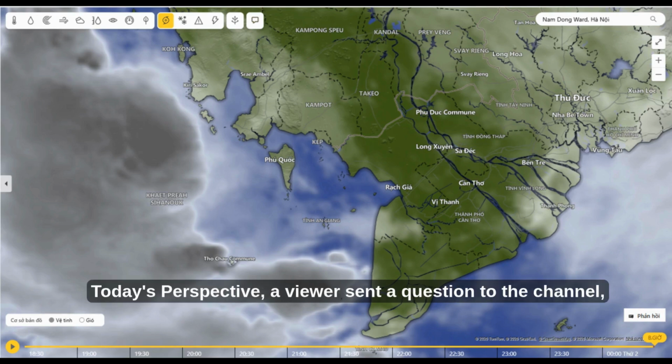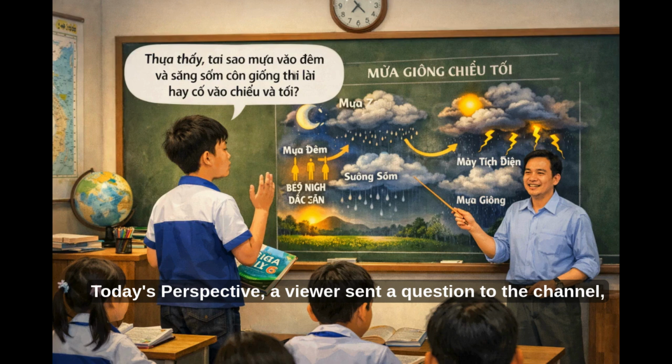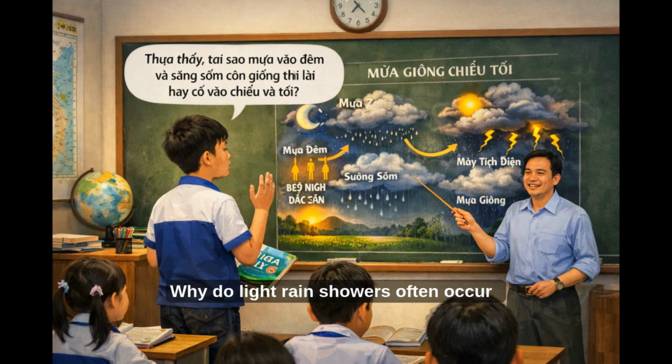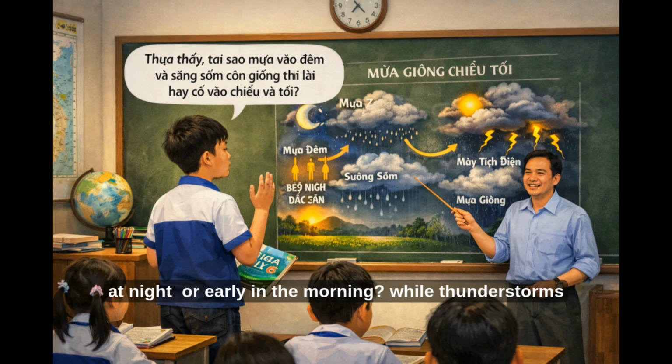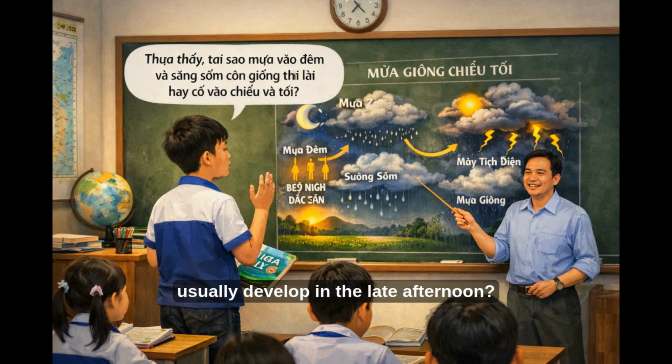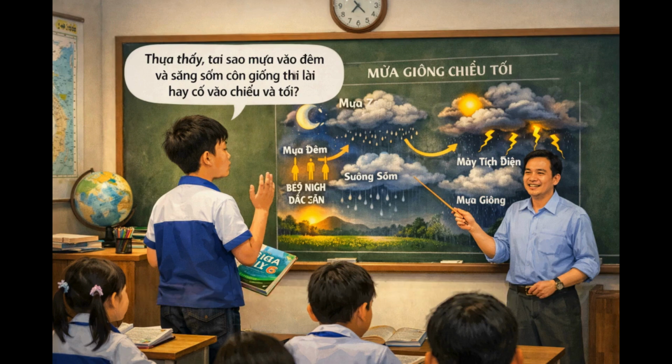Today's perspective. A viewer sent a question to the channel. Why do light rain showers often occur at night or early in the morning? Why do thunderstorms usually develop in the late afternoon? This is actually a classic question, and it's often introduced in school geography lessons.